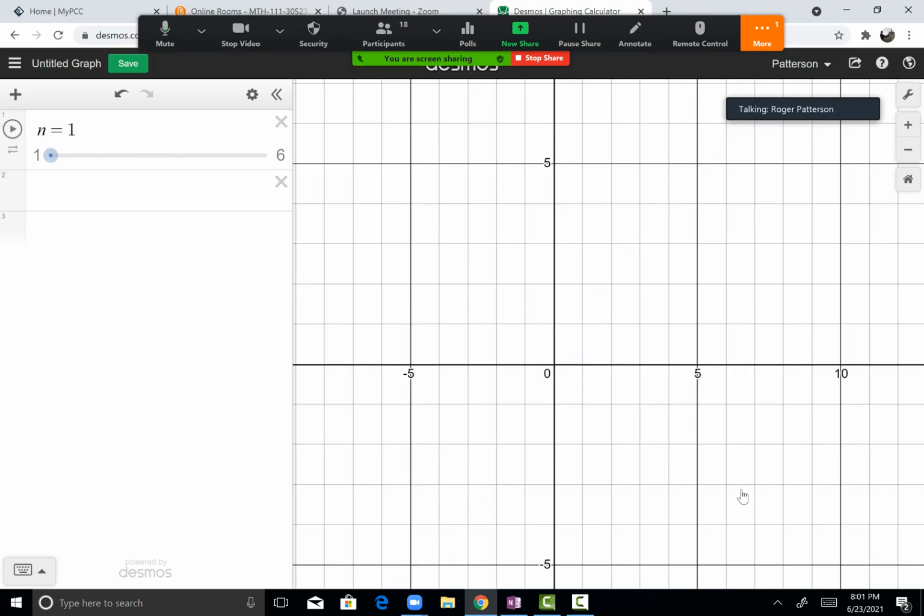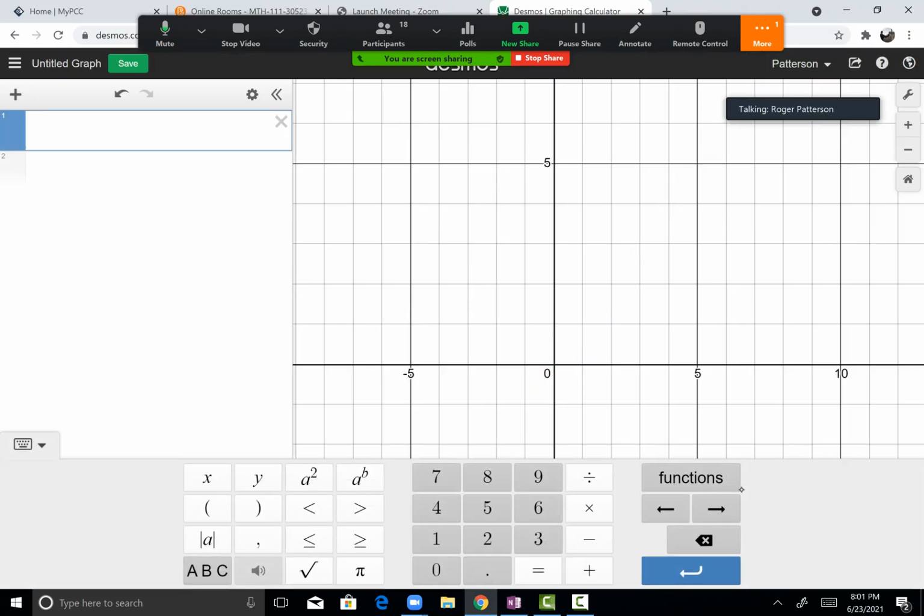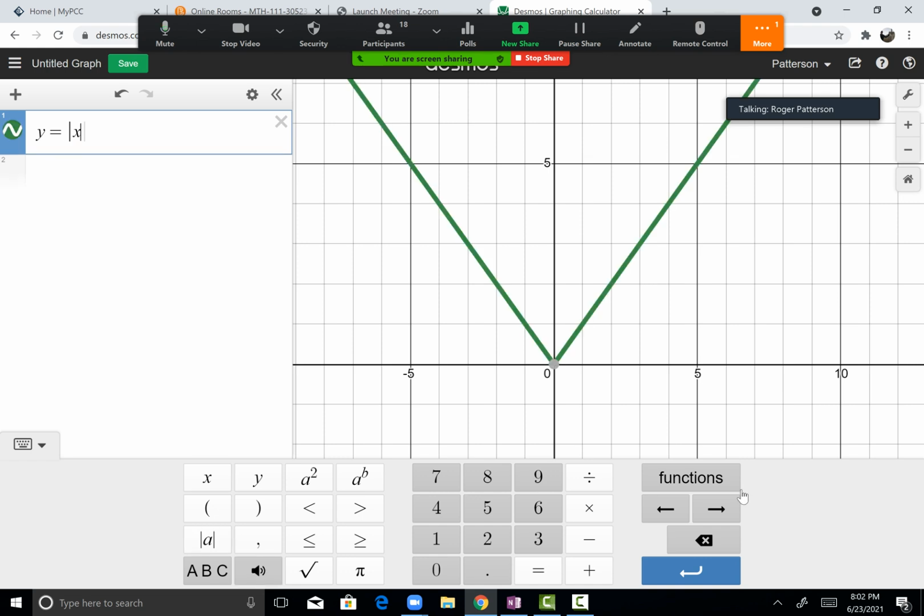Get rid of this. Absolute value. There is a little key or button here. Y equals absolute value of x. You can type ABS if you want, whatever you want there. What's the domain and range of the absolute value function? All real for domain? 0 to infinity. 0 to infinity. Okay.